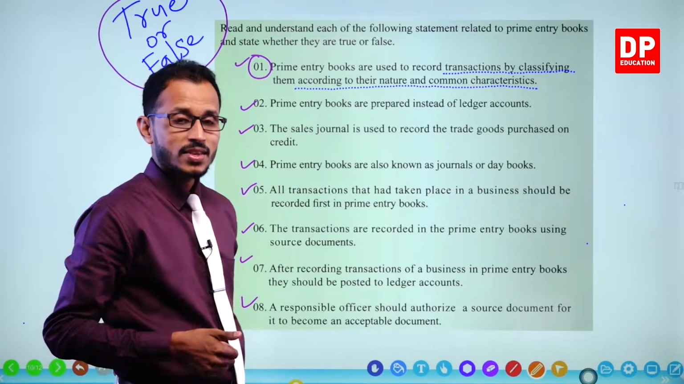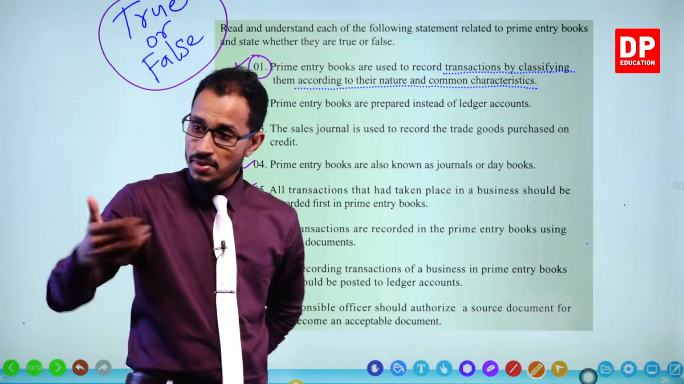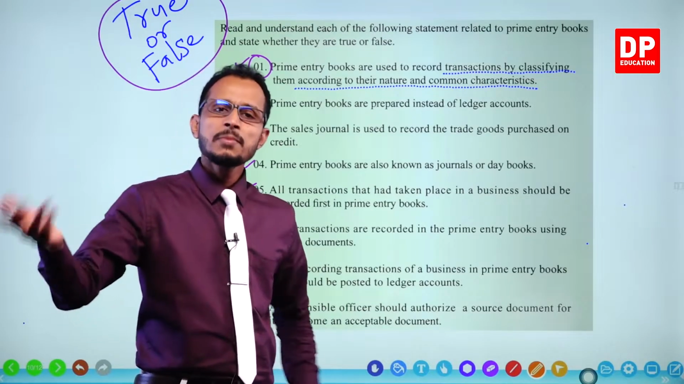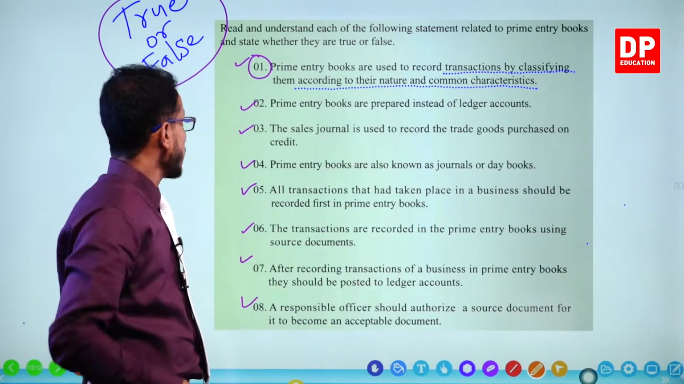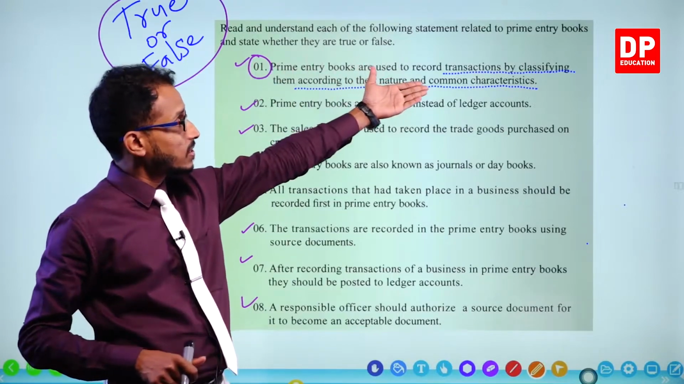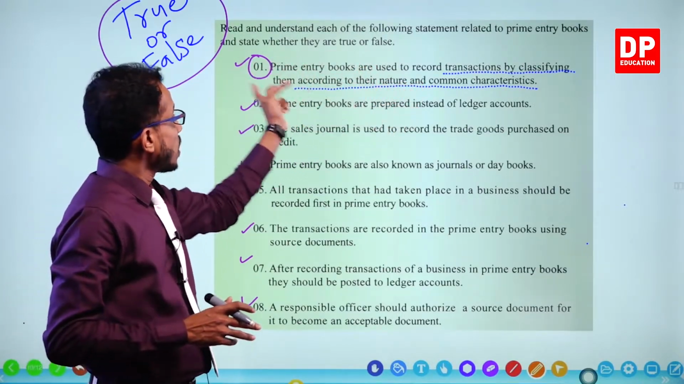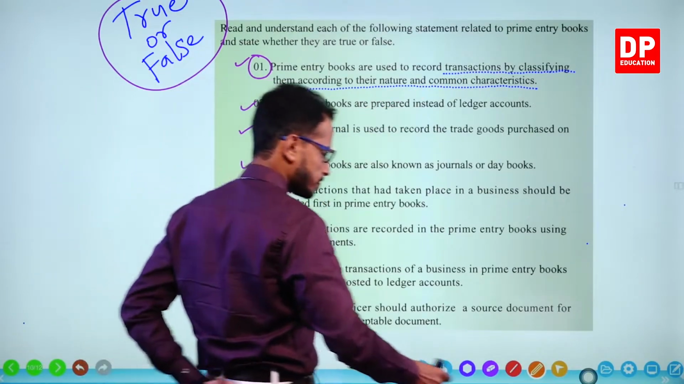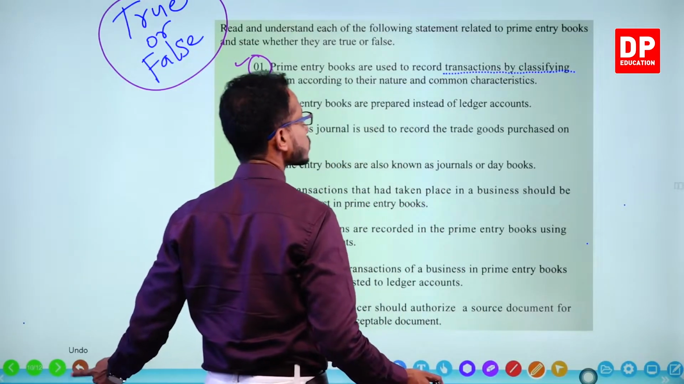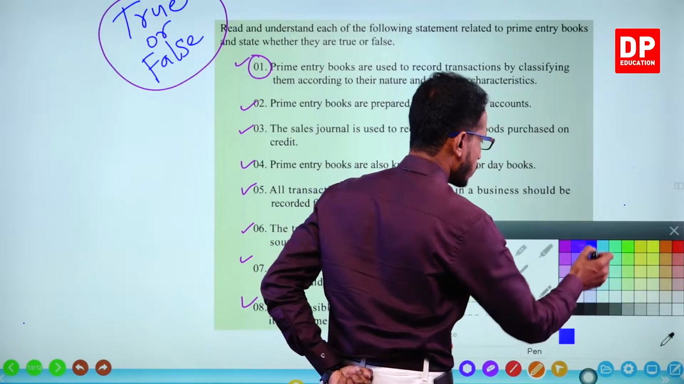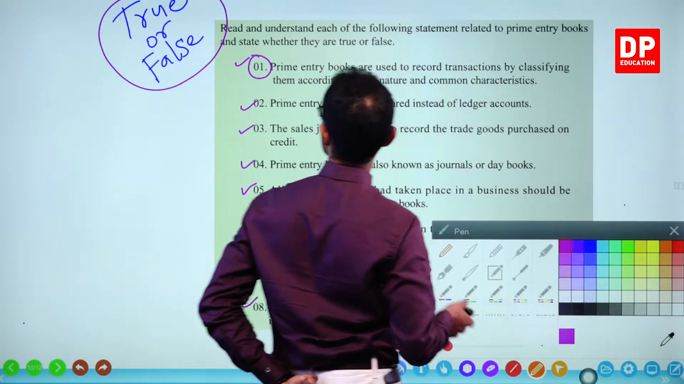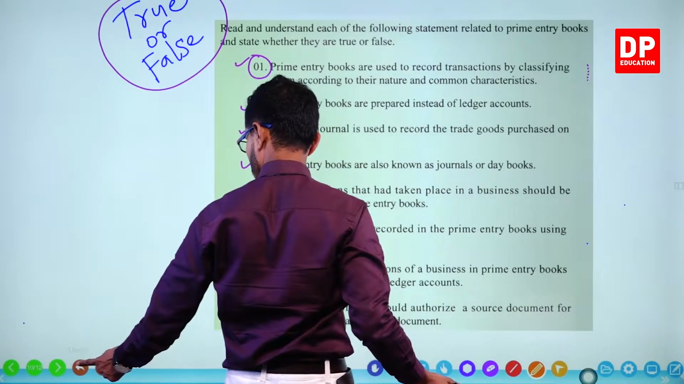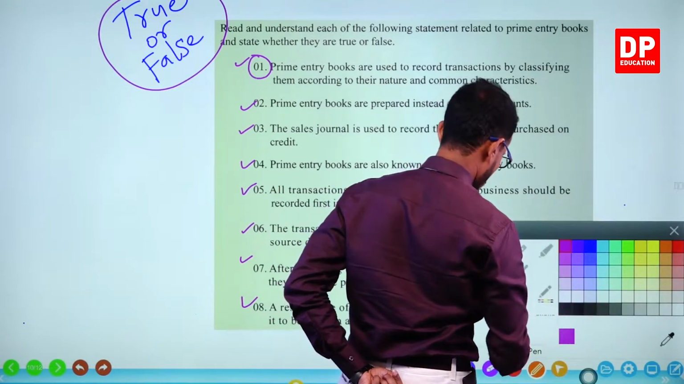That's correct. Paying off rent, paid building rent, let's say 20,000 or 25,000. It's a cash payment, it should go to the cash book. So considering the nature of the transaction, you categorized the transaction and recorded it in the relevant prime entry book. So this is true. We will say it's true.